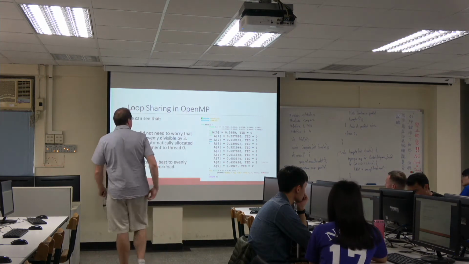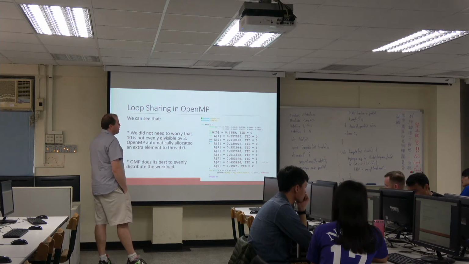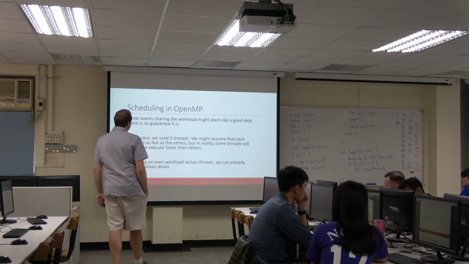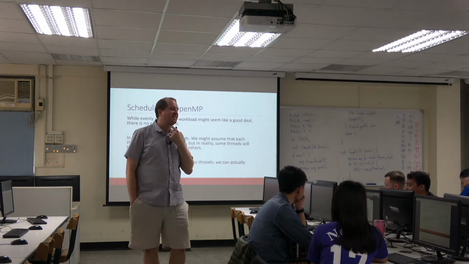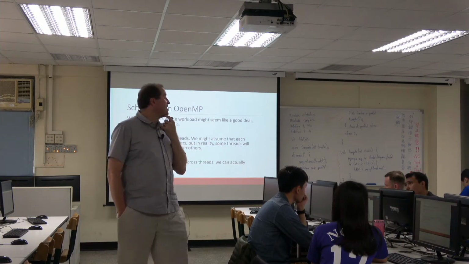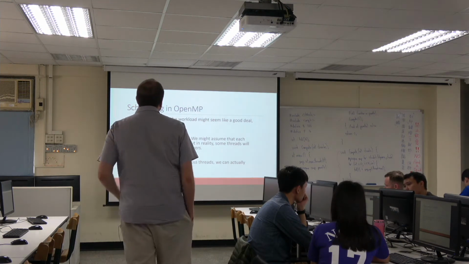In this case, OpenMP has done its best to distribute the workload evenly. 433 is the best you're going to get. But it's still not good enough. While evenly sharing the workload might seem like a good idea, on average it is, but in most cases in practice it is not. In this case, we use 3 threads.